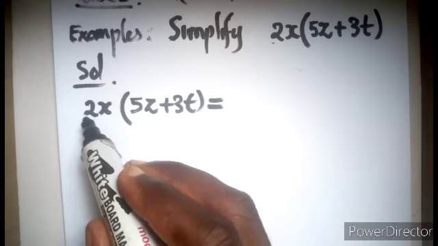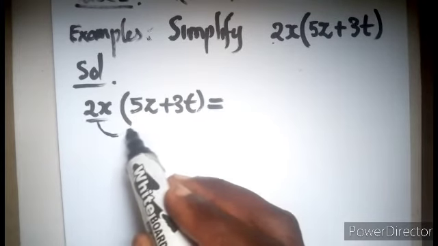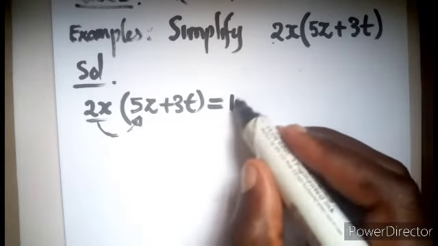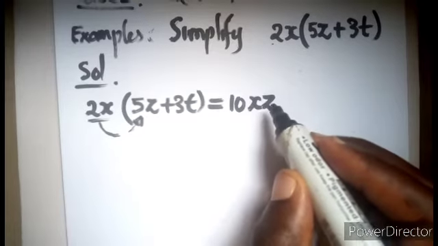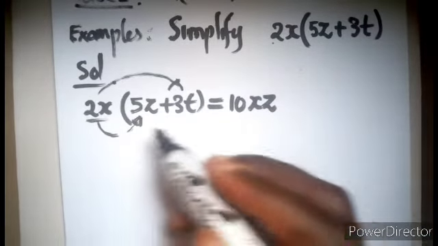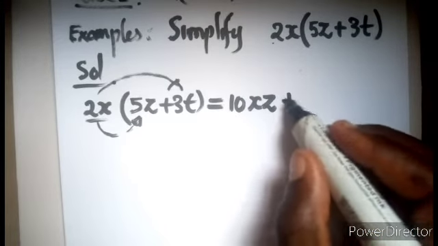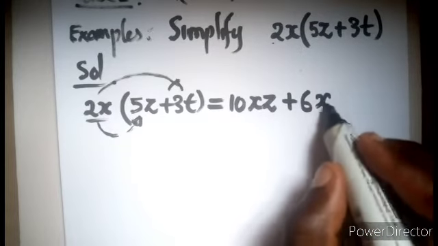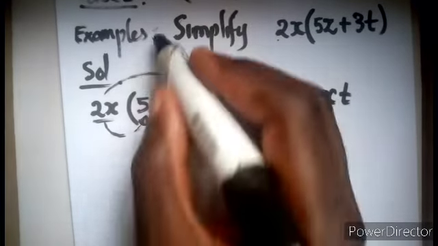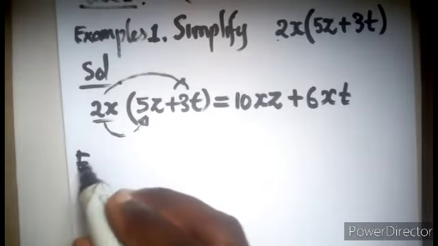Now 2x times 5z is what? 2x times 5z, that's 10xz. Okay, then 2x times 3t, that's what? 6xt. Is that clear? This is example 1. Example 2.